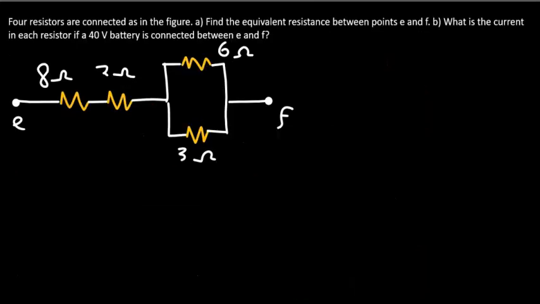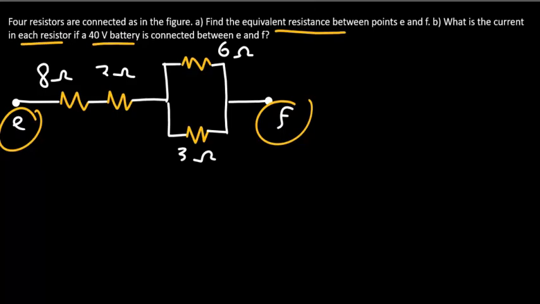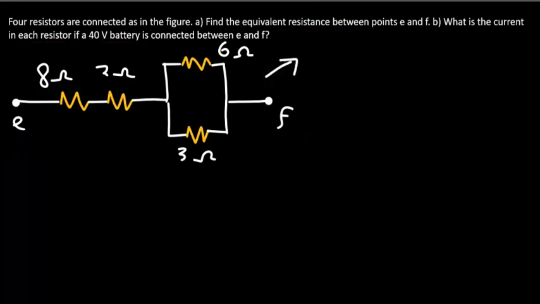Problem 3. 4 resistors are connected as in the figure. Find the equivalent resistance between points E and F. What is the current in each resistor if 40 volt battery is connected between E and F? So let's simplify this circuit. Let's combine 8 ohm and 2 ohm resistor. You're going to get 10 ohm resistor by just adding the 2.